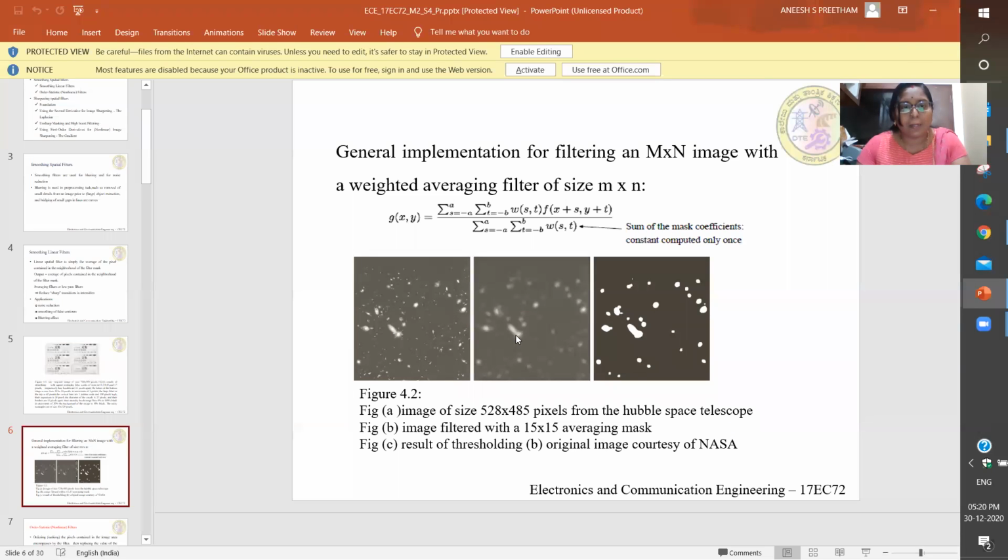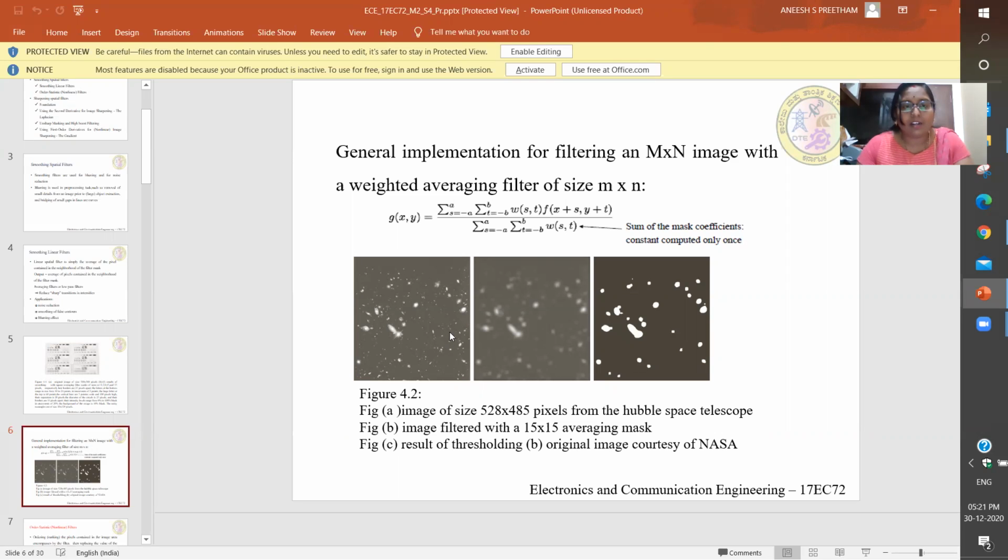So this figure B shows the result of a 15 cross 15 averaging mask applied to this image. We see that a number of objects have either blended with the background or their intensities have diminished considerably when compared to this original image. It is difficult to follow an operation like this with thresholding.